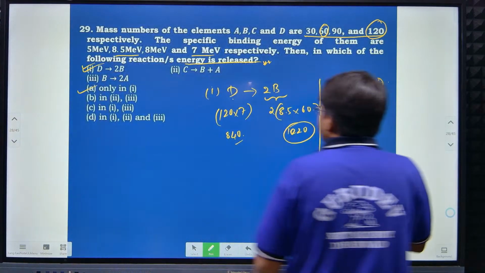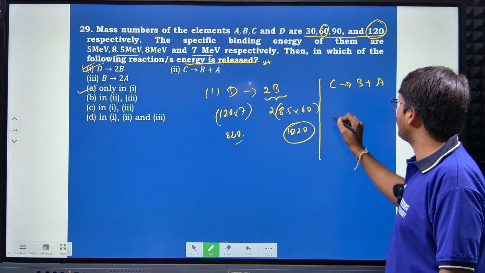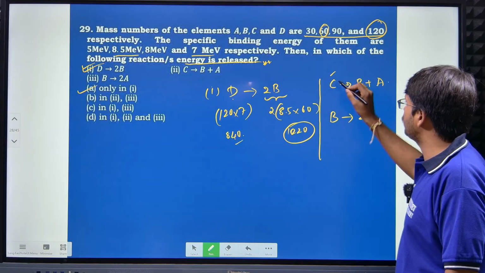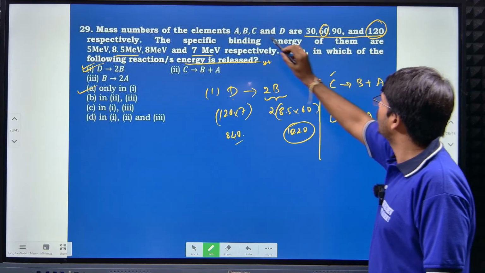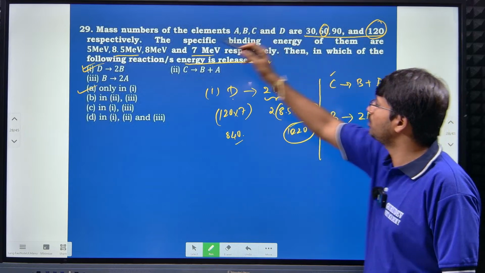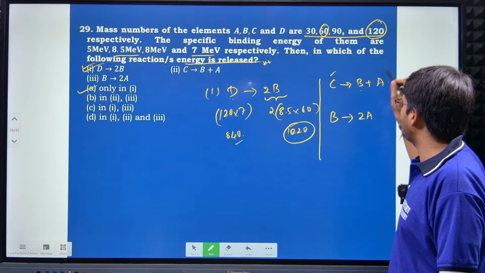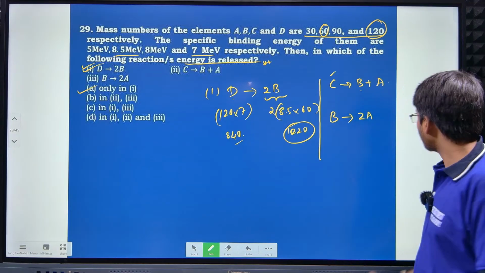So what you have to do is, for every equation, we have to find the binding energy. So the binding energy of C is what? C has 90, so 90 multiplied by 8, and again for B and E, you have to calculate and cross check. Okay, fine.